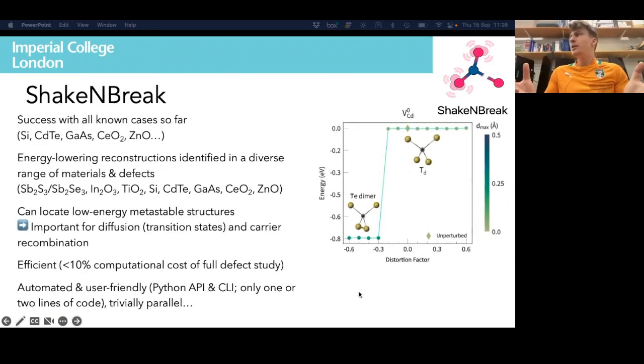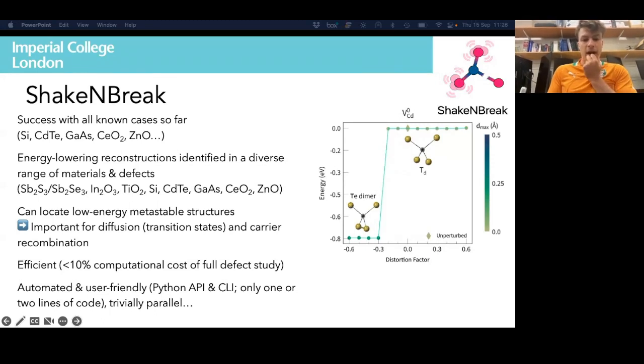So in summary, the strategy here is to try and use a coarse exploration of the potential energy surface to identify the ground state structure before continuing with the final converged energy calculations with this correct structure. We found this method to be extremely successful in identifying structural reconstructions at defects in this wide and diverse range of materials here.